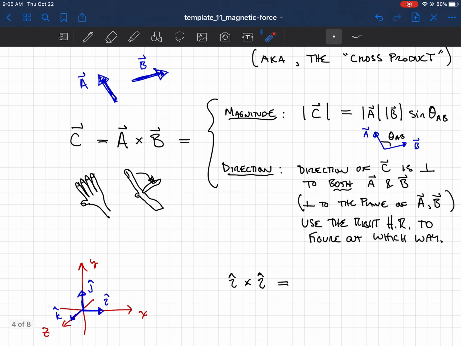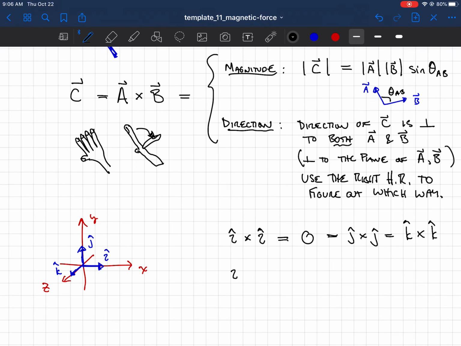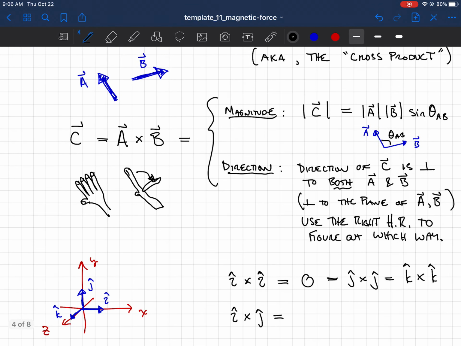Well, as we saw from magnitude, if the vectors are parallel, which of course i hat with itself is parallel, then you get a 0 magnitude. So that's going to be equal to 0. And that will be true for j hat cross j hat, and for k hat cross k hat. So all of those will be 0. Let's try out a couple more. What is i hat cross j hat? Well, for this we use the right-hand rule. The magnitude will be 1 because i hat and j hat are 90 degrees apart, and their magnitudes are both 1, so all three of those numbers will be 1.